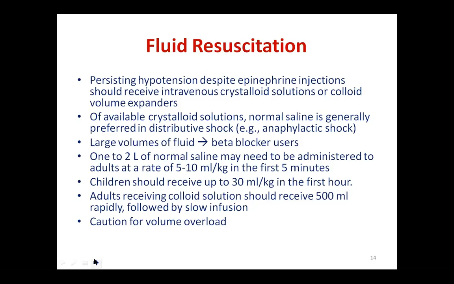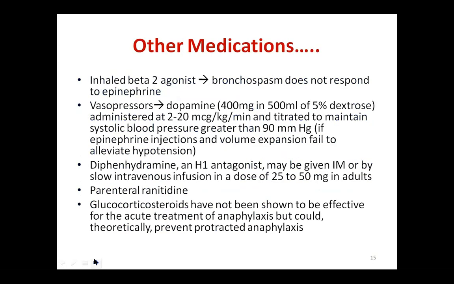Generally 1 to 2 liters of normal saline we need to administer to these adult populations at the rate of 5 to 10 ml per kg in the first 5 minutes, and children should receive up to 30 ml per kg in the first hour. Adults receiving colloid solution should receive 500 ml rapidly followed by slow infusion, but again we should be very cautious regarding volume overload. What are the other medications?